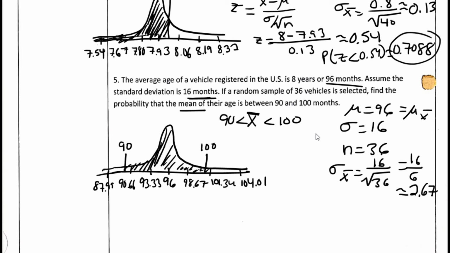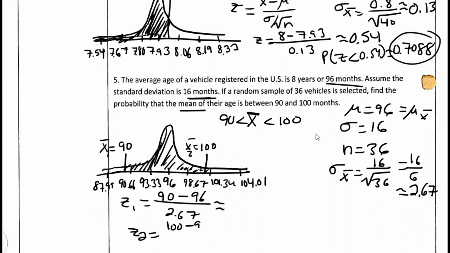All right, so that means we need 2. This is x bar 1, and this is x bar 2. So we need to convert it to 2 z-scores. So we need to do z1 and then z2. We're going to do x bar, the first one, minus mu over sigma x bar, which is 2.67. Now we're going to do the same thing for z2, 100 minus 96 over 2.67. So for the first one, we get about negative 2.25, and the other one, 1.50.